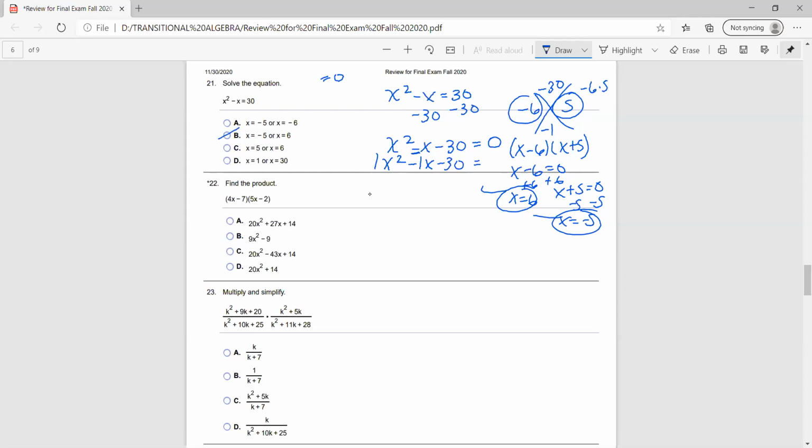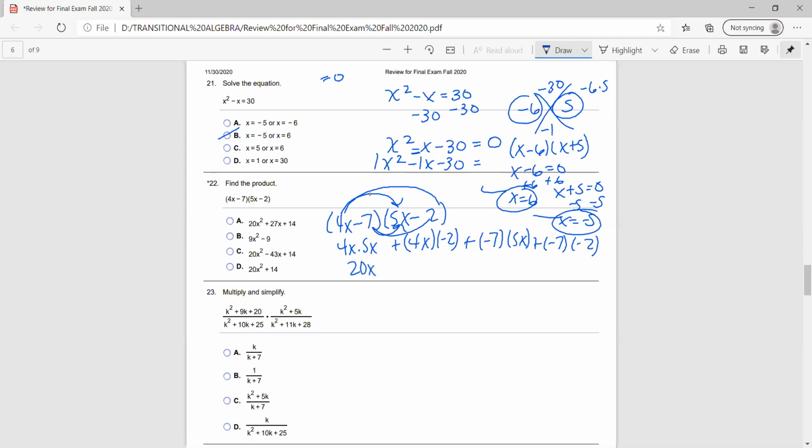Okay. It says find the product on this. They're just wanting you to use FOIL. So first, 4x times 5x, plus outer, which is going to be 4x times negative 2, inner, which is going to be negative 7 times 5x. Last is going to be negative 7 times negative 2.